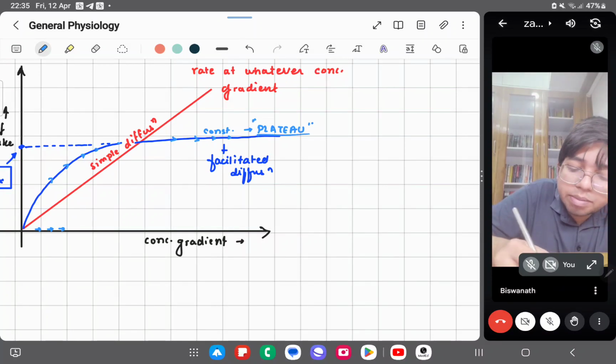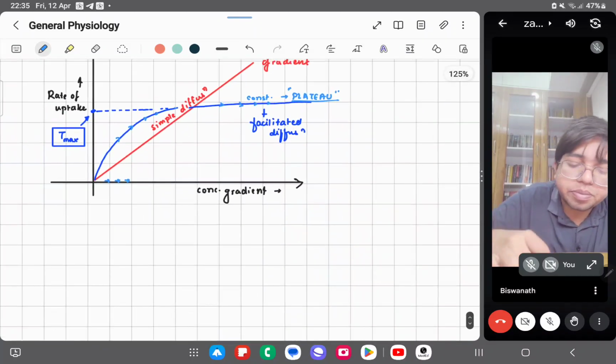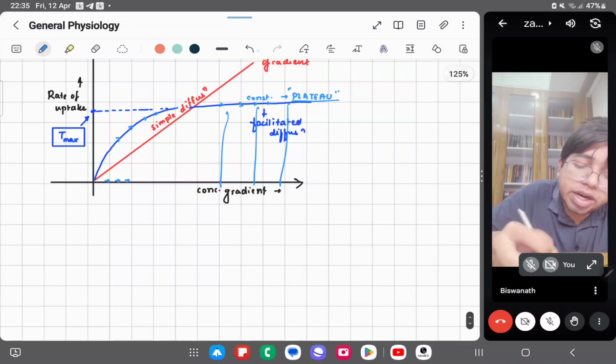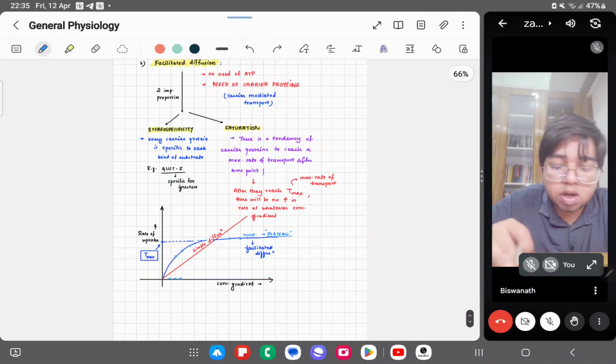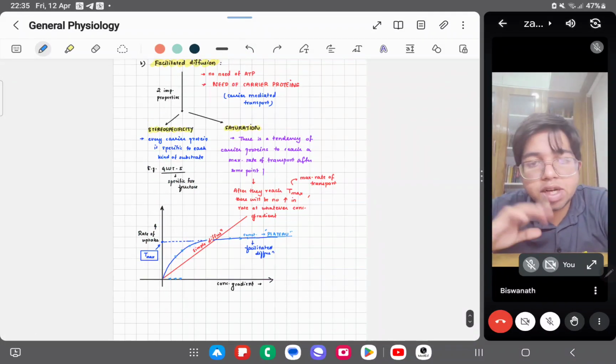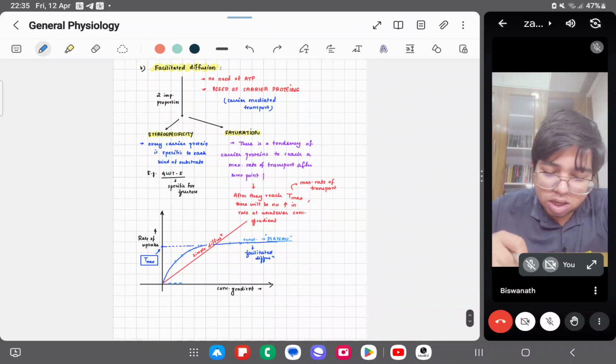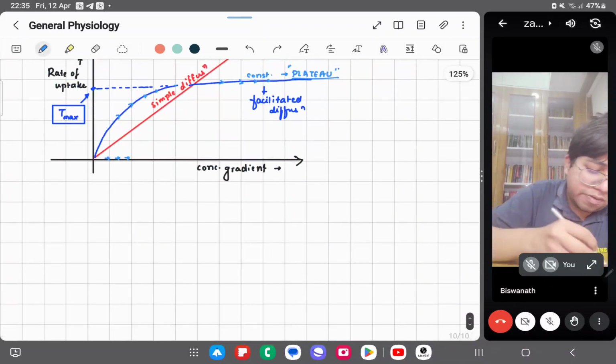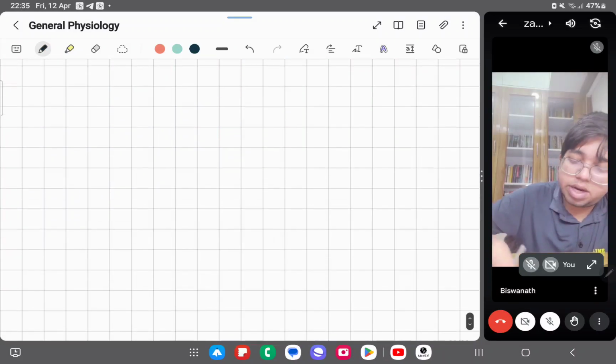It's a common term, right? It's a broad term. Whatever may be the concentration gradient, it will remain the same. Did you understand the graph? Did you understand the concept? Then we have some examples of facilitated transport, right?